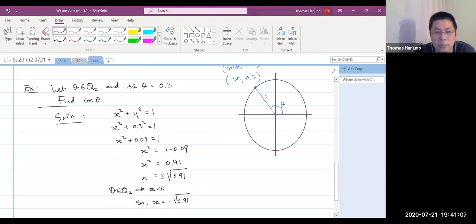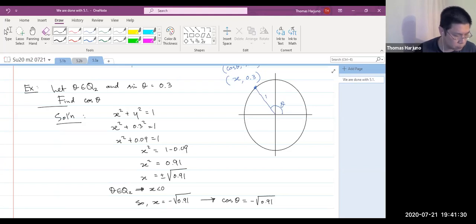But we also know that x here will be the cosine theta. So cosine theta equals negative square root of 0.91. And from there you use your calculator. I get negative 0.95394.